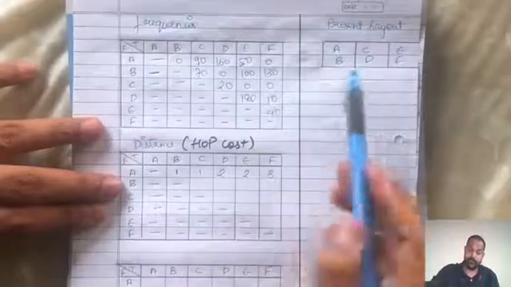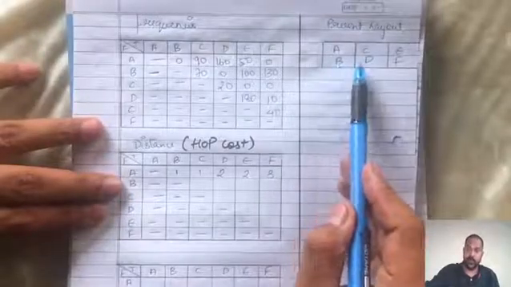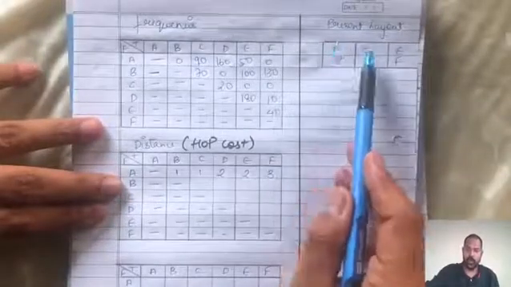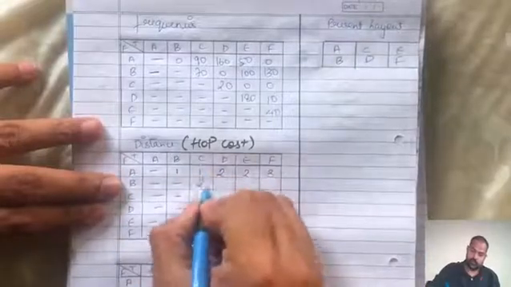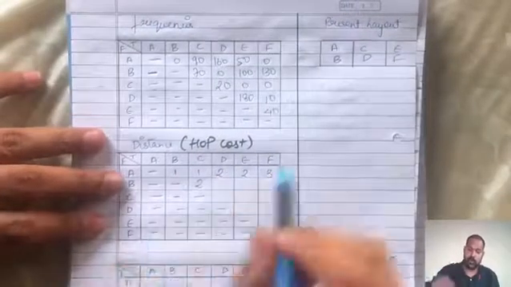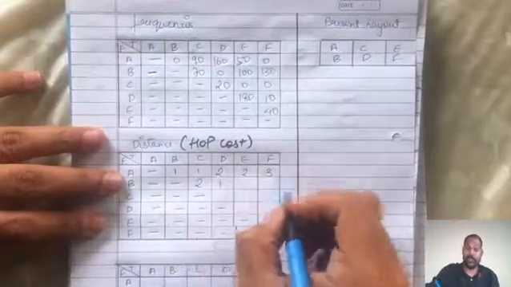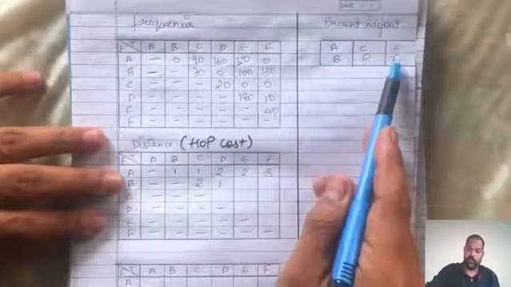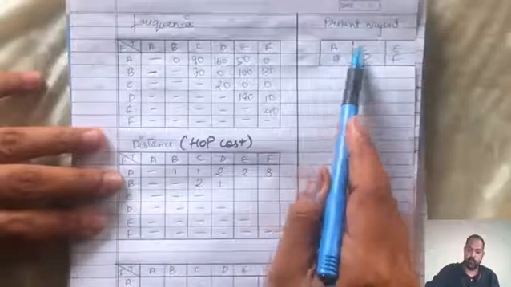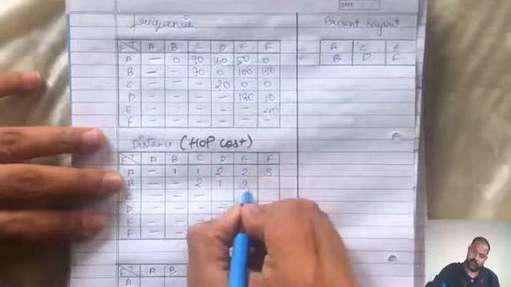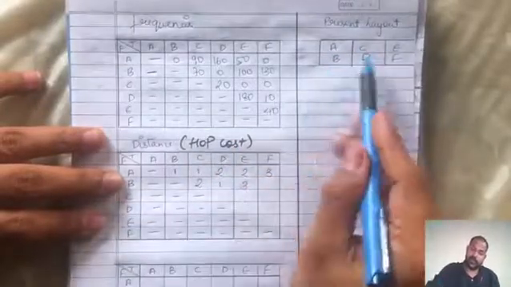B to C will be 1, 2 hops. What is B to D? B to D is just one hop away. What is B to E? B to E is 1, 2, 3 hops. Fine. B to F is 1, 2, 2 hops.